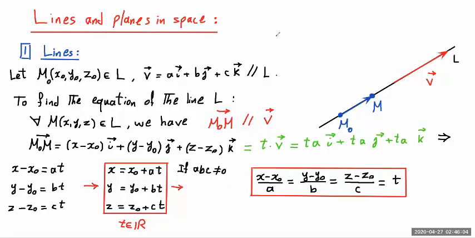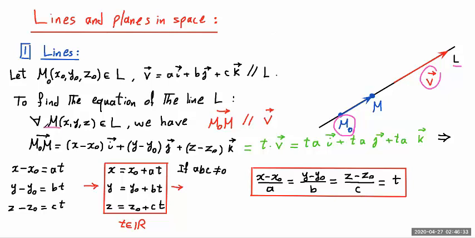Lines and planes in space. Number one, lines. Let's suppose that the point M0 is on the line L and the vector V is parallel to the line L. So the point M0 is given, for example, here. And this is vector V. We know V and M0, and we want to find the equation of the line L.